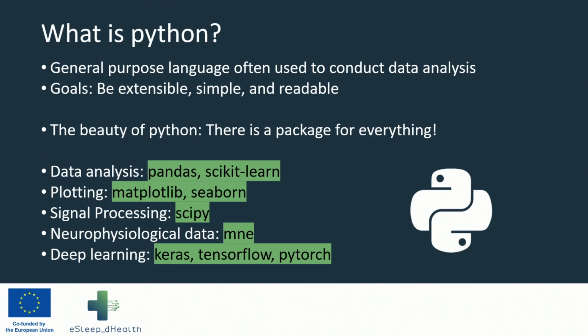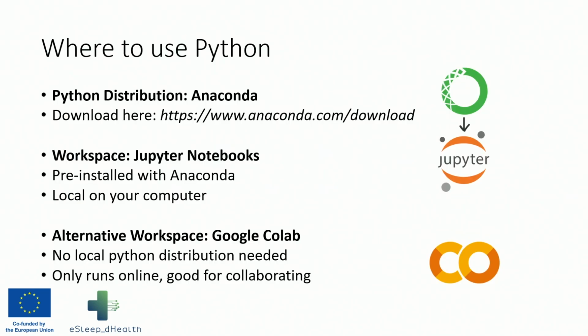So let's look at Python. How do I use Python in the first place? What you need to do is download a Python distribution. That means you have to download a program which will run Python. One of the free distributions is called Anaconda. I put a link here, anaconda.com, where you can download this program. You can see the logo on the right side. It's like a green snake.